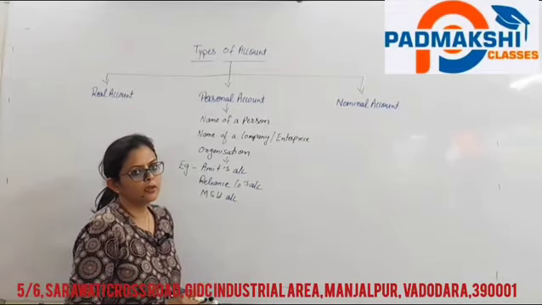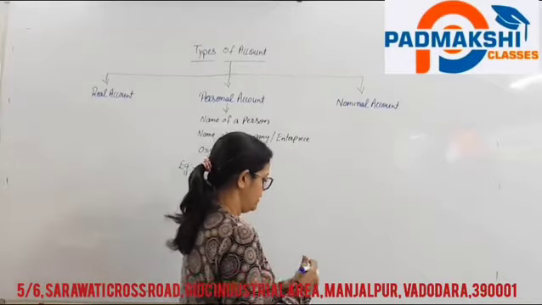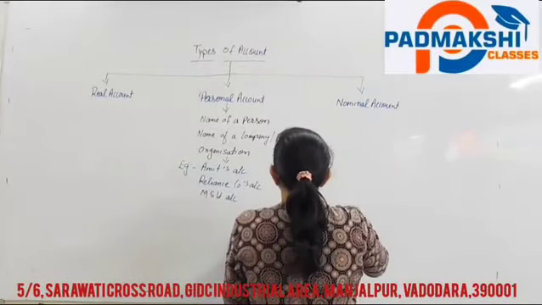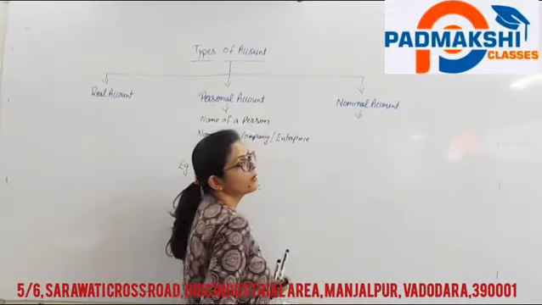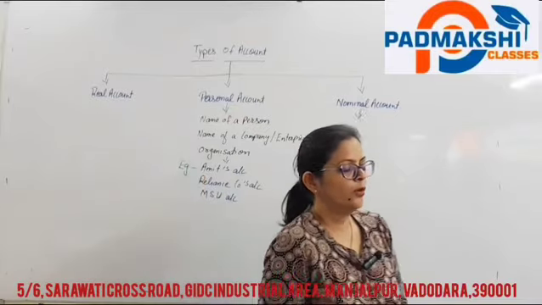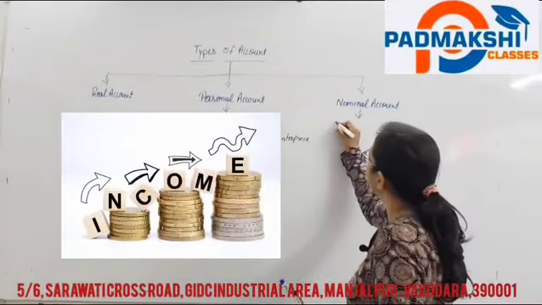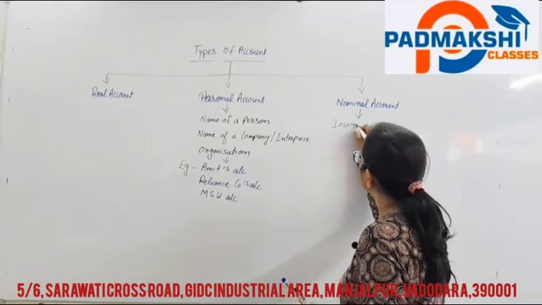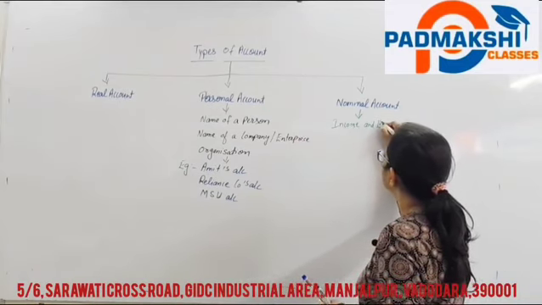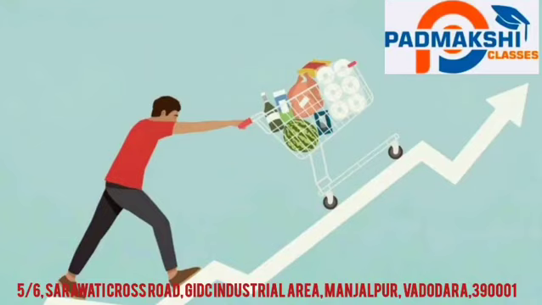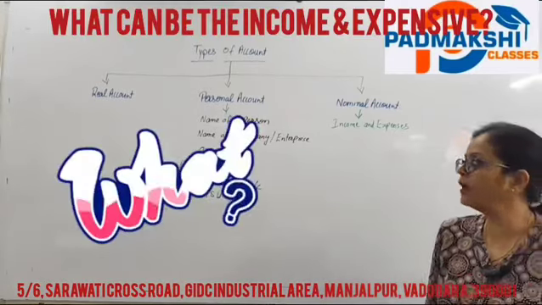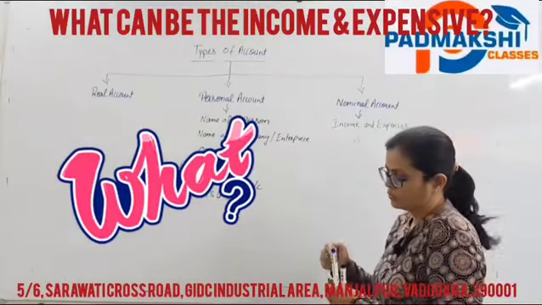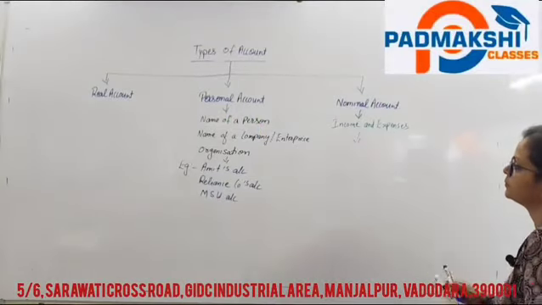Then moving to the third one, that is nominal account. Now in this nominal account, what comes? The income and expenses of the business come under the category of nominal account. Now what can be the income and what can be the expenses? So we can look at the examples.